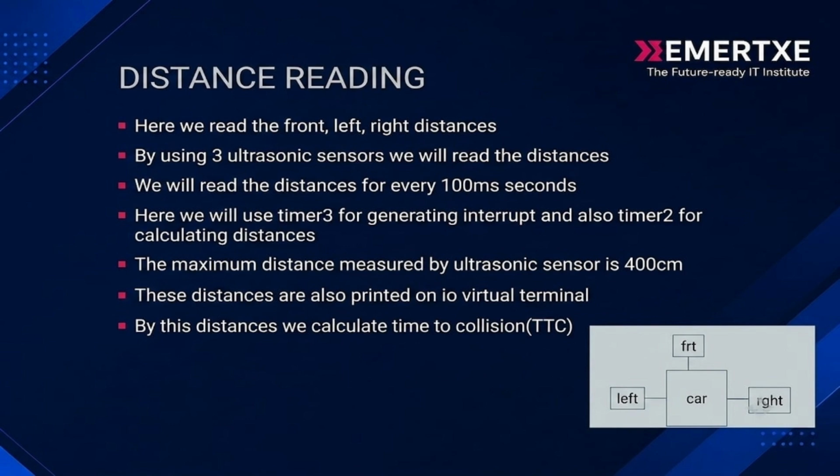Here the next slide is distance reading. Here we read the front, left, and right distances by the sensors. By using 3 ultrasonic sensors, we will read the distances. We will read the distances every 100 milliseconds. Here we will use timer 3 for generating the interrupt and timer 2 for calculating distances. The maximum distance measured by the ultrasonic sensor is 400 centimeters. These distances are also printed on the IO virtual terminal.